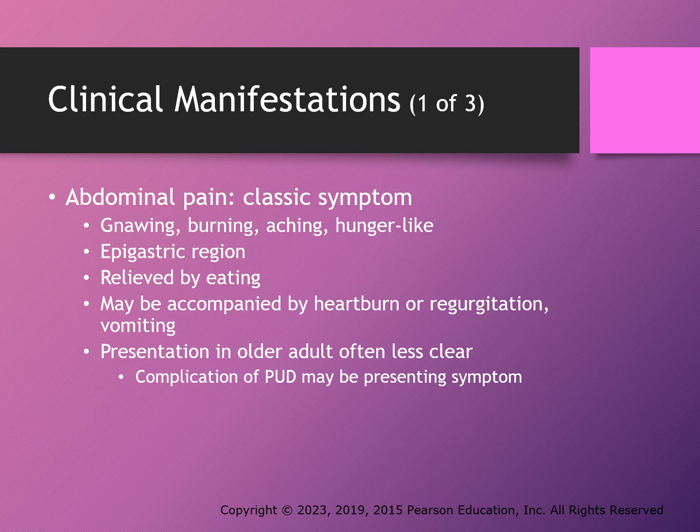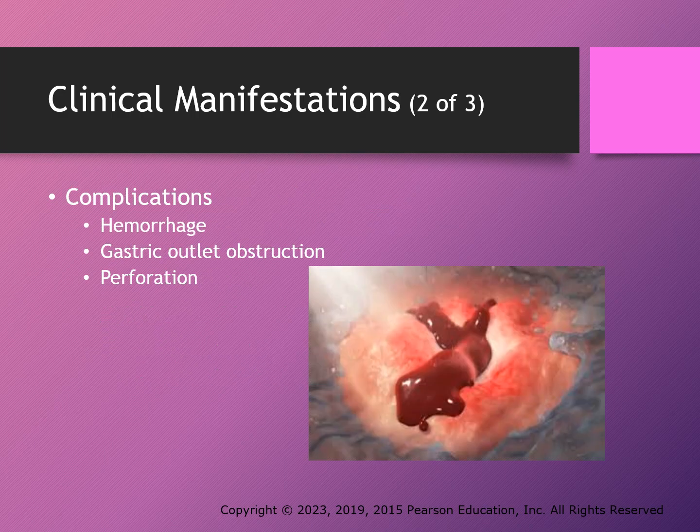The presentation of PUD in the older adult is often less clear, with vague and poorly localized discomfort, perhaps chest pain or dysphagia. So, of course, they're going to rule out cardiac causes, weight loss, or anemia. In the older adult, a complication of PUD, such as upper GI hemorrhage or perforation of the stomach or duodenum, may be the presenting symptom. And so that's when they seek help, when they start having those complications.